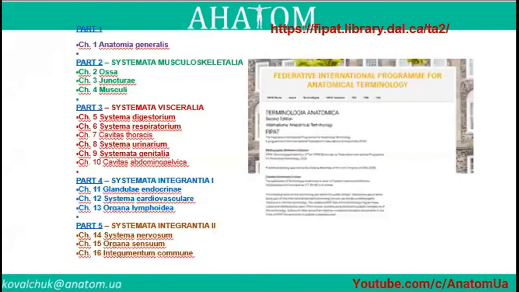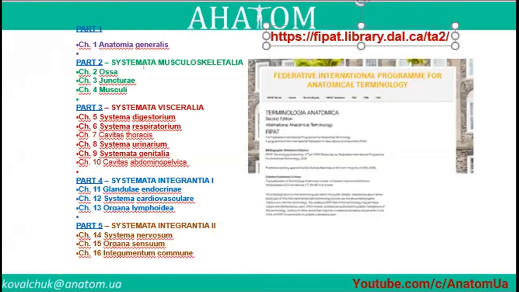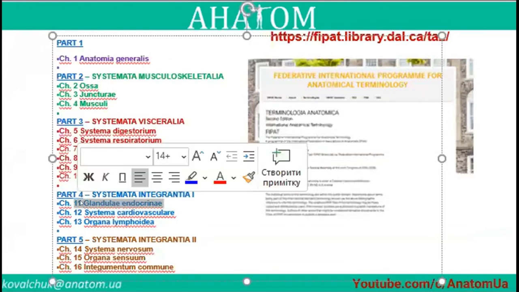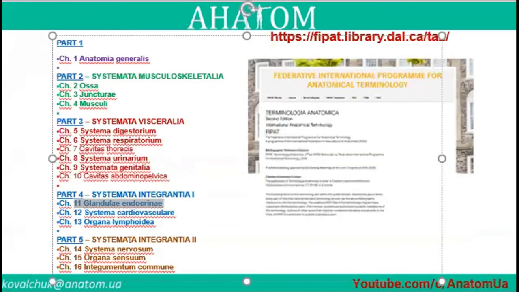But in modern terminology there are differences, and the endocrine glands are integrating systems, together with the cardiovascular system and the lymph organs. Now, systemata viscerata, which means splanchnology or splanchnologia in Latin, includes only four systems: digestive, respiratory, urinary, and genital systems.